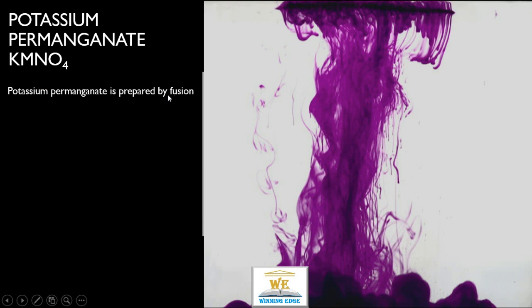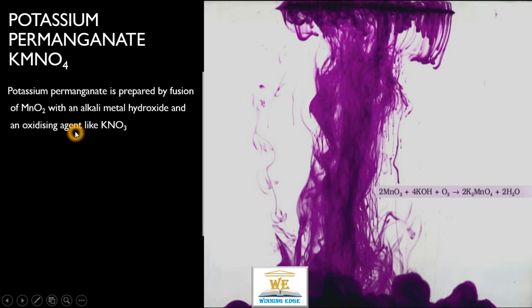Potassium permanganate is prepared by fusion of manganese dioxide with alkali metal hydroxide and an oxidizing agent like potassium nitrate, or it can be any other oxidizing agent. Like here, we have used oxygen, maybe we can say bubbling of air. So manganese dioxide with potassium hydroxide and oxygen bubbling will give potassium manganate ion.